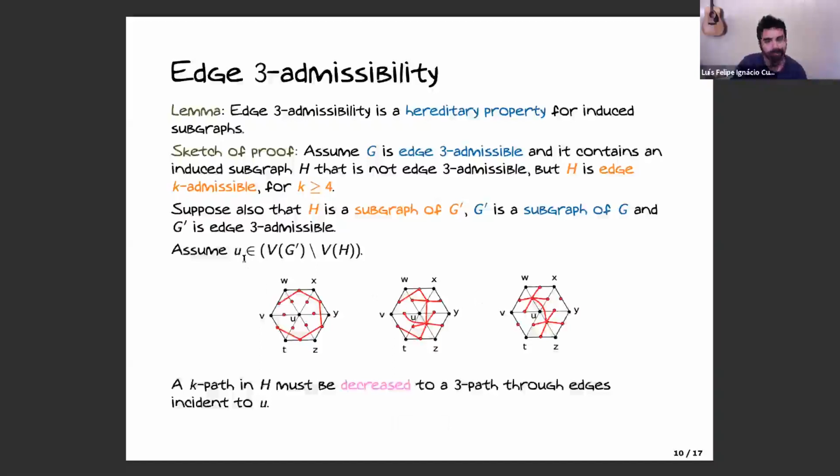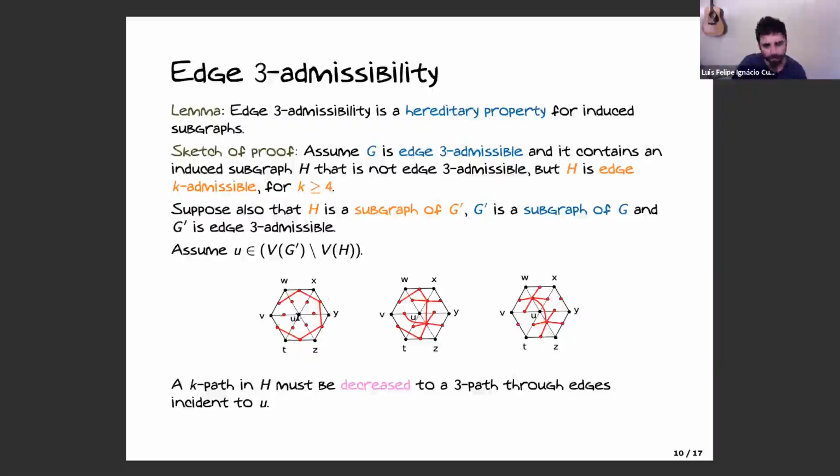Assume that U is a vertex that belongs to G prime, but does not belong to H. Since H is edge K admissible, there is a K path in H. So let's consider in this figure a K path for K equal to 5. I think it's 5. Let's count 1, 2, 3, 4, 5, exactly. So there is a 5 path here, and these vertices outside belong to H.